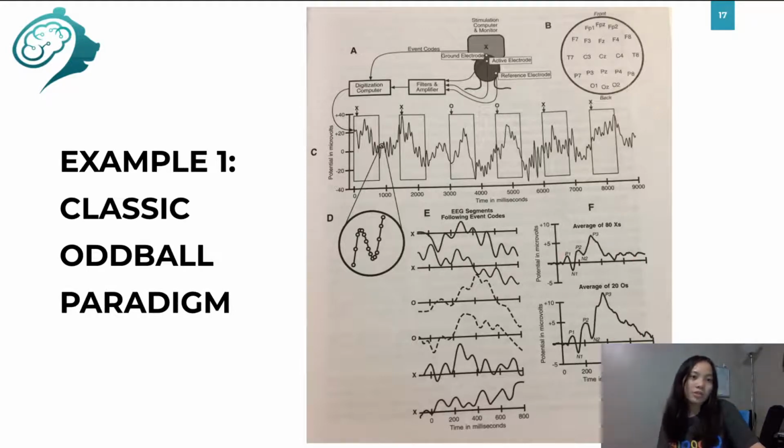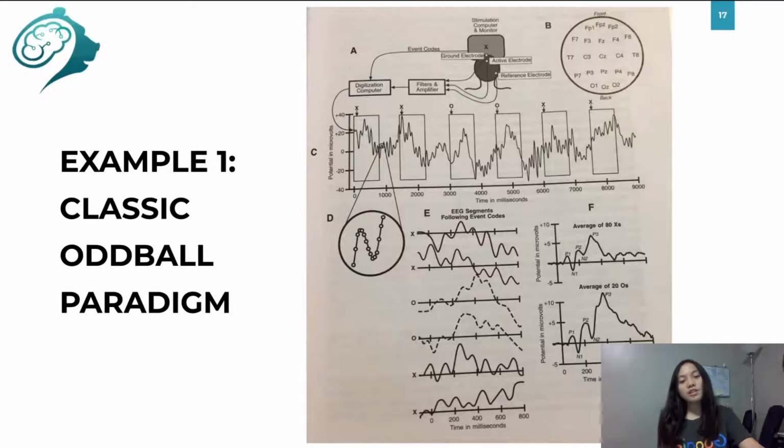So for example, the voltage at 24 milliseconds in the average X waveform was computed by taking the voltage that was measured 24 milliseconds after each X stimulus and averaging all of these voltages together. Any brain activity that was consistently elicited by the stimulus at that time will remain in the average. However, any voltages that were unrelated to the stimulus will be negative on some trials and positive on other trials and will therefore cancel each other when averaged across many trials.